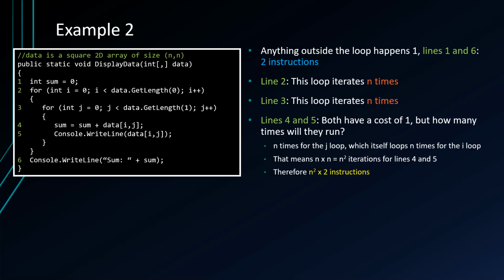So now we've got to put all this together. We have lines 1 and 6 that are 2 instructions, and then we have the inside of the loop, which does n squared times 2 instructions. All right. So what do we end up with? We end up with 2 for the 2 instructions plus n squared times 2. All right. Now that we have this, it's time to do the asymptotic analysis. Let's bring it all together and do the 4 steps.